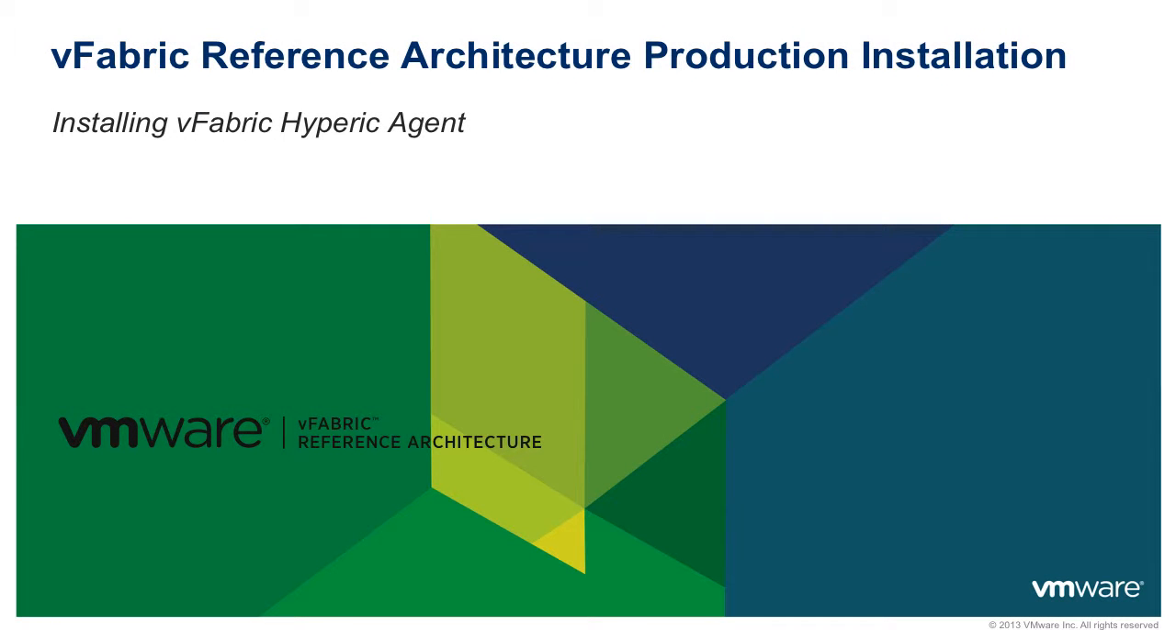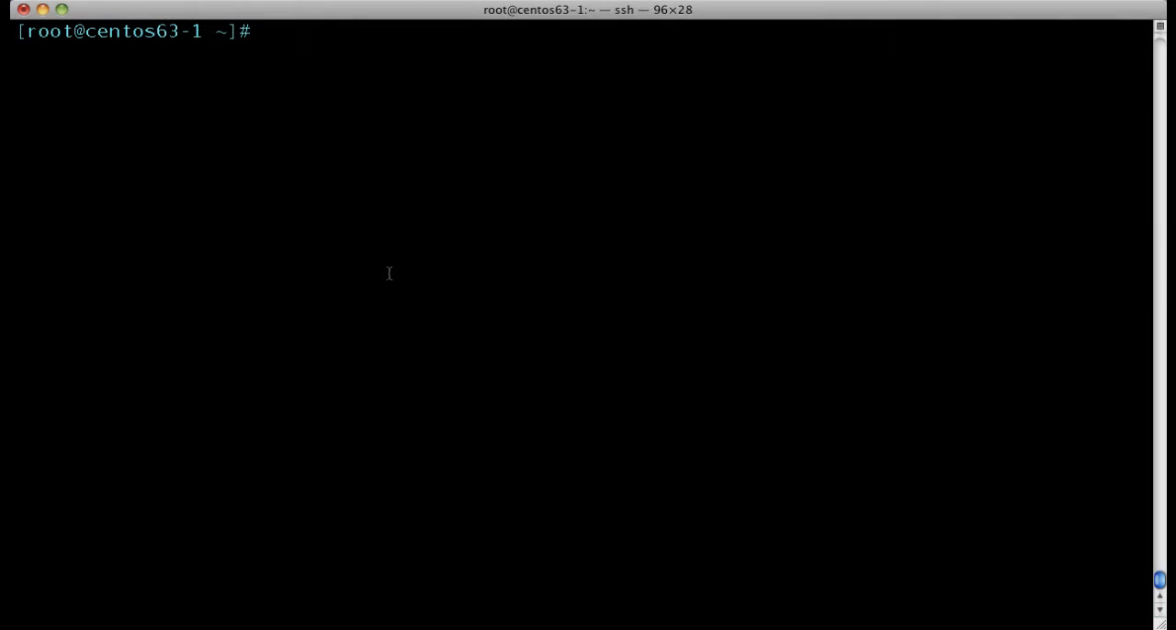And welcome to installing VMware vFabric Hyperic Agent. We'll be installing the agent on a CentOS 6.3 system that's been installed with the basic server profile. It's also had all the software updates applied as well as VMware Tools installed.